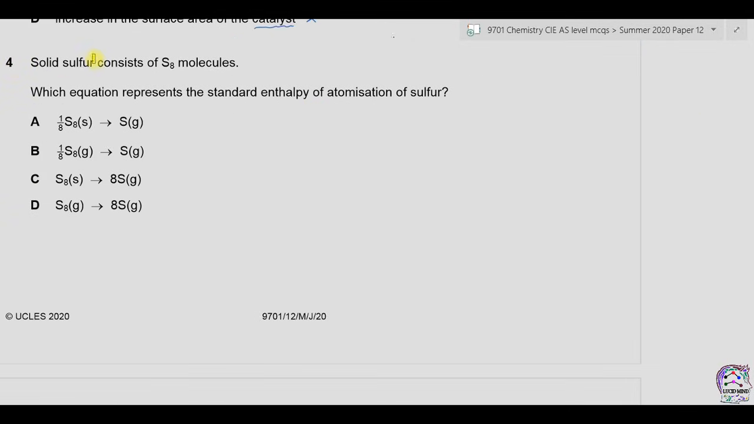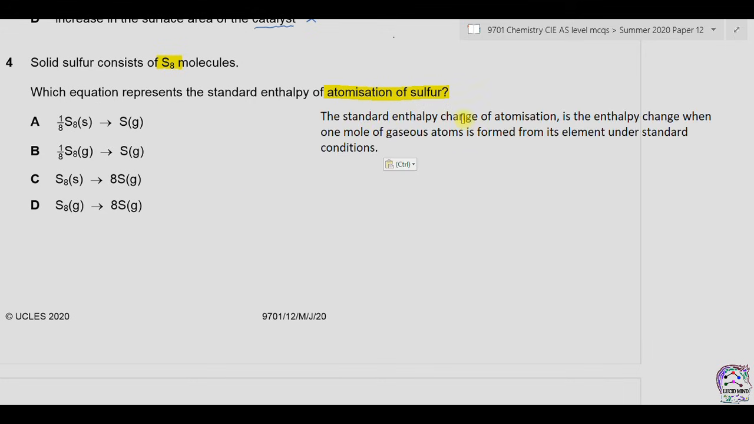Question 4. Solid sulfur consists of S8 molecules. Which equation represents the standard enthalpy of atomization of sulfur? Now according to the definition, we know that the standard enthalpy change of atomization is the enthalpy change when 1 mole of gaseous atoms is formed.